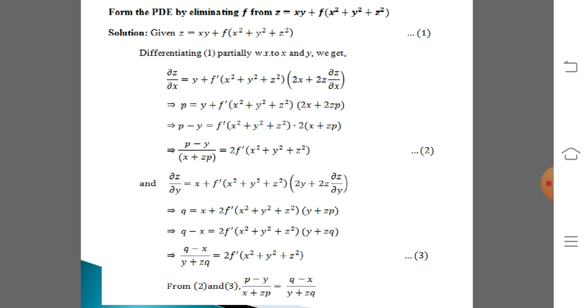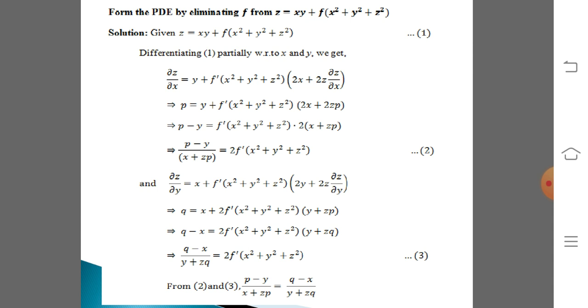So we have q equal to x plus f dash of (x² + y² + z²) into (2y + 2zq). From this we get (q − x) by (y + zq) equal to 2 into f dash of (x² + y² + z²). You take it as equation number 3.